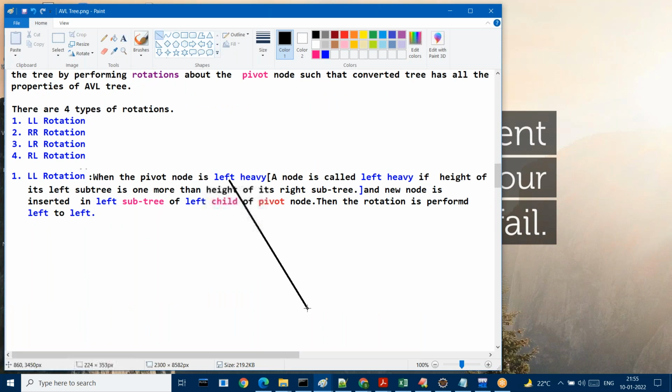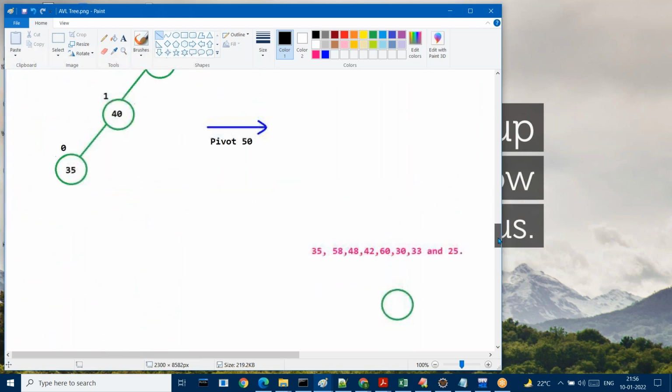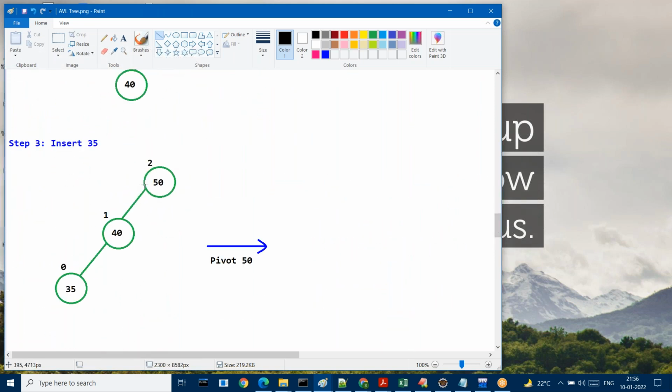When the pivot is left heavy, meaning height of left subtree is more than height of right subtree. So definitely, sir, height of left subtree is 2. It is not only more than 1 but more, because right subtree height is 0. If the height of left subtree is more than the height of right subtree, it can be any value. It can be 2, 3, anything.